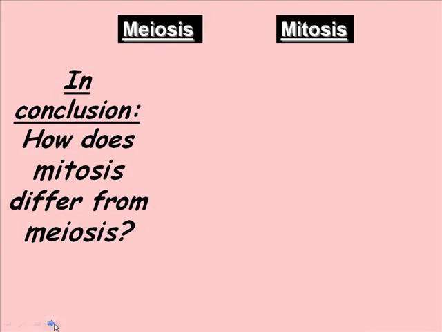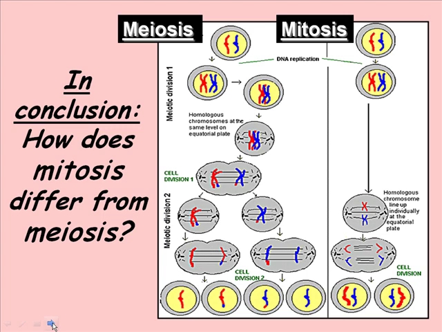Okay, so here's a spot where you can start creating a T-chart about the differences between meiosis and mitosis. Again, we see that same diagram. Think about haploid versus diploid. Mitosis is diploid the whole time. It has pairs of chromosomes, like left and right shoes. Meiosis is diploid in the beginning and ends haploid.